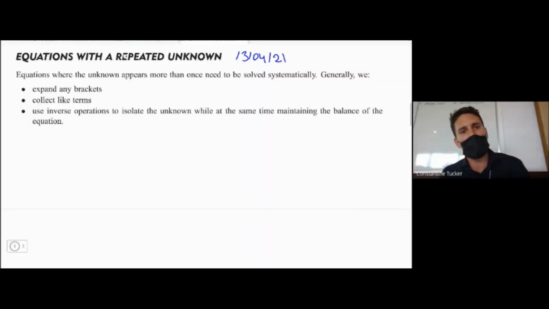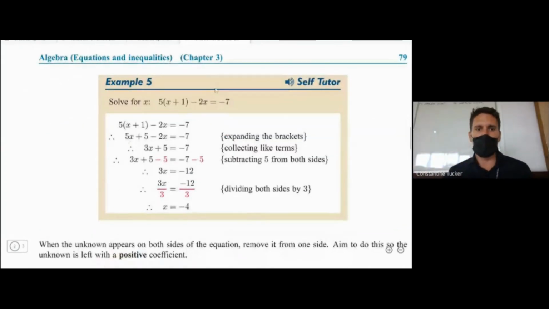We're talking about equations with a repeated unknown. What does this mean? It means that basically it appears more than once. So we'll have to expand brackets, collect like terms, use inverse operations to isolate the unknown. This is all just fancy stuff for saying we're going to have to do more things than we did yesterday. So let's see, for example, solve for x.